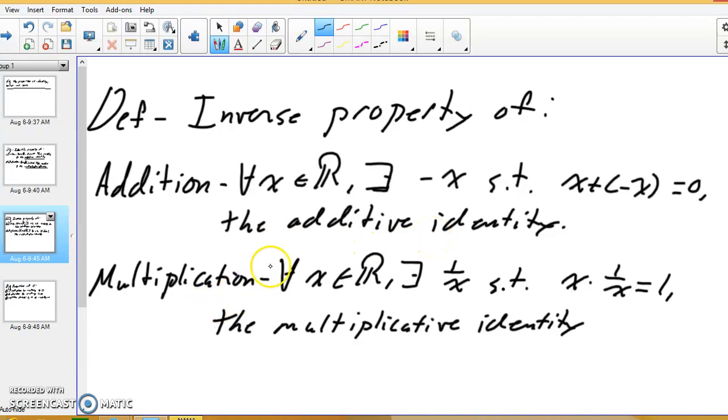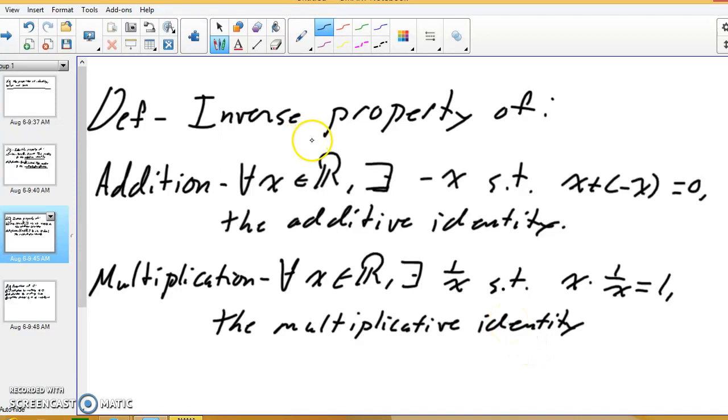Similarly, for multiplication, for all x elements of the real numbers, there exists a 1 over x such that x multiplied by 1 over x is equal to 1, the multiplicative identity. I'll come back and break this all down now.